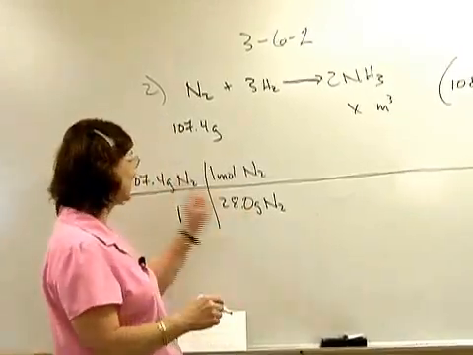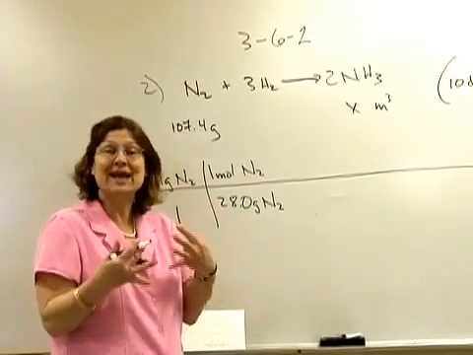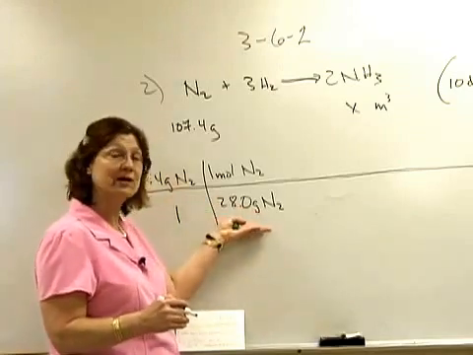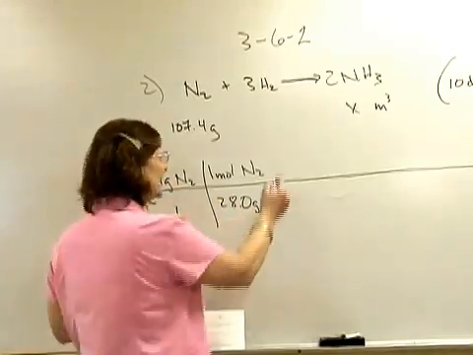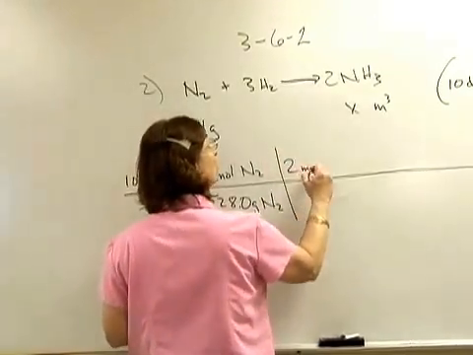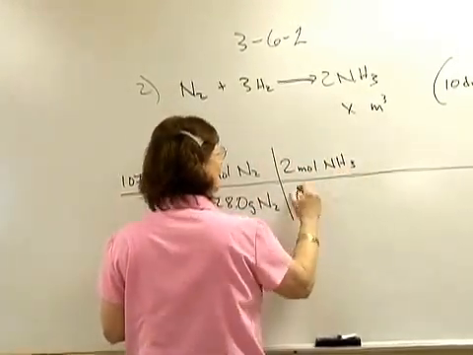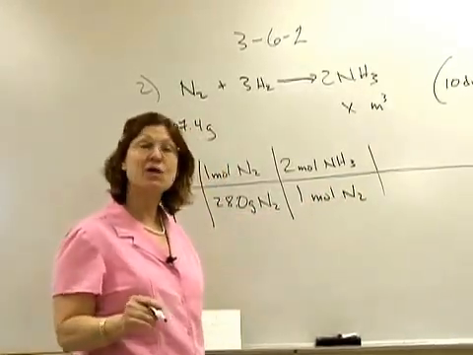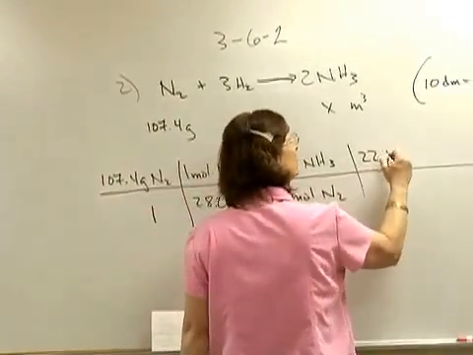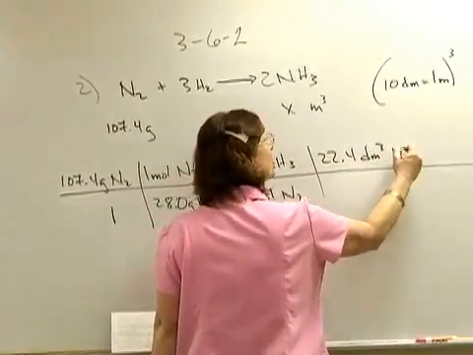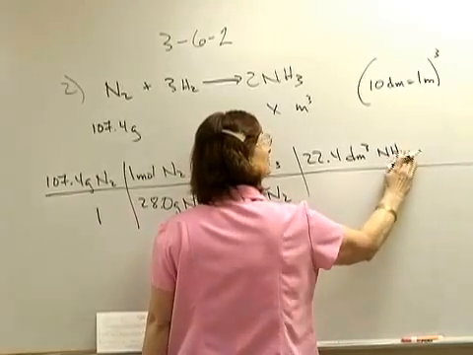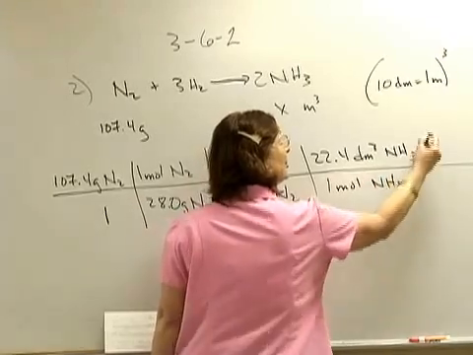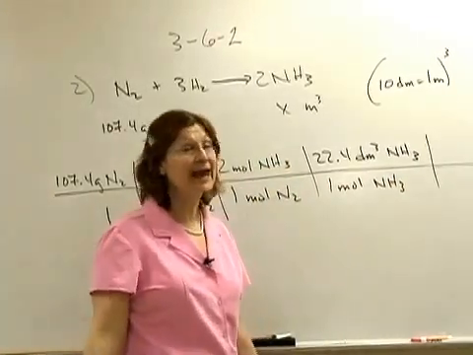Now notice my grams must cancel, and conversion factors can help you to go in the right direction because they will show you right away. If I put volume here, I could see that it would not cancel. Then I use my mole ratio. I'm looking for ammonia, and I want to cancel nitrogen. From there I go to volume. There are 22.4 decimeters cubed of ammonia in every 1 mole of ammonia. In this case we're talking ammonia, but it could be any gas.